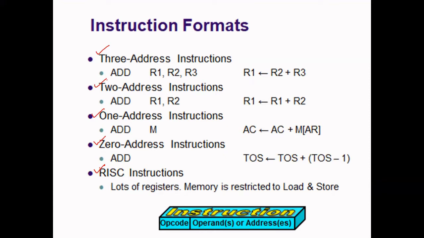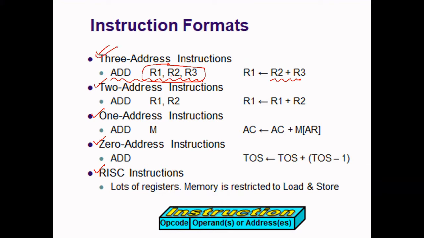Okay, if you observe 3 address instructions, for example, add R1, R2, R3. What is the meaning of this? R2 plus R3, the result is stored in R1. There are 3 addresses: address for R1, address for R2, address for R3. That's why these are called 3 address instructions.